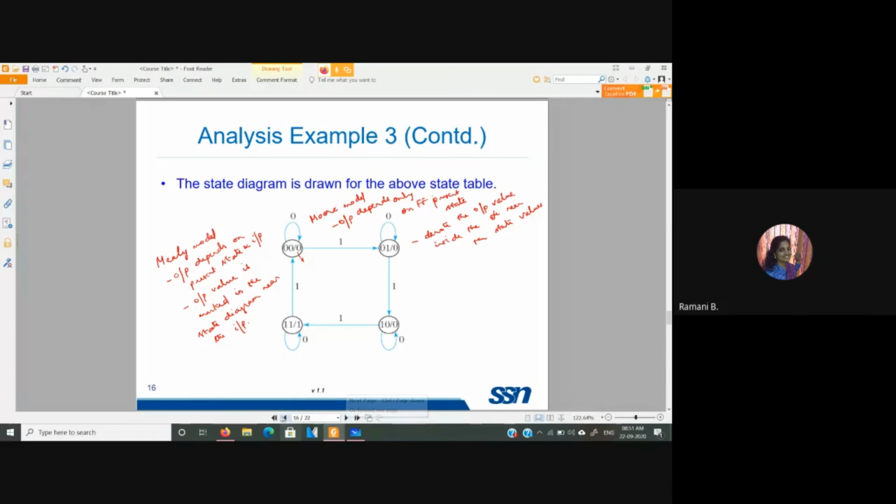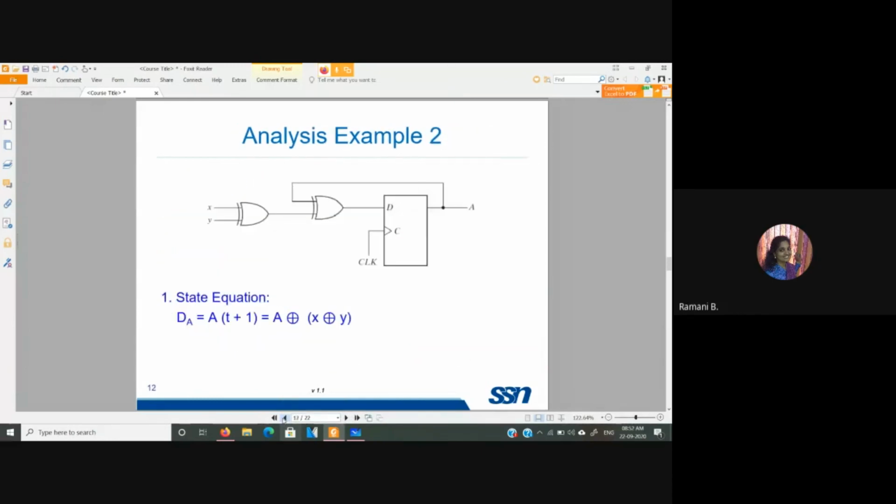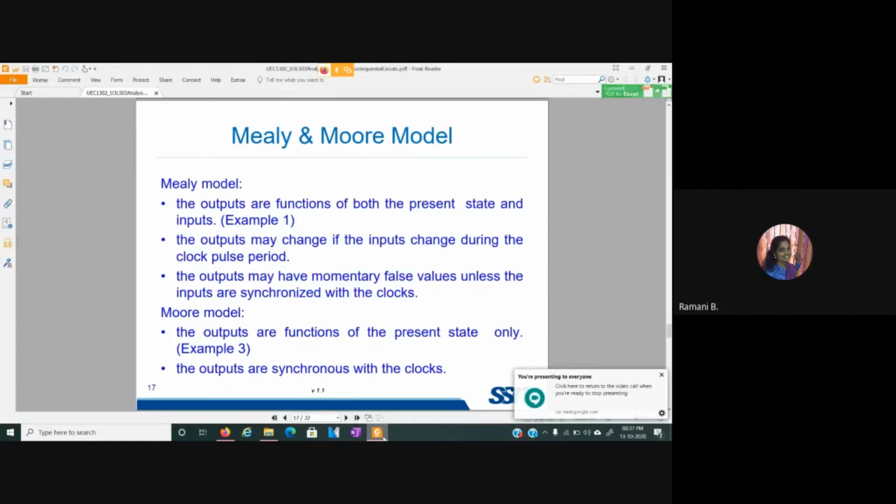You have one more example in the middle. You can see it for yourself, as this uses only a single flip-flop; however, you have 2 inputs. You just go through it and you can ask me if you don't understand. In the Mealy model, the outputs are functions of both present state and input, whereas in the Moore model, it is a function of the present state only.